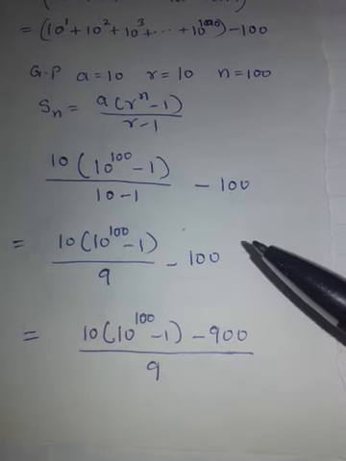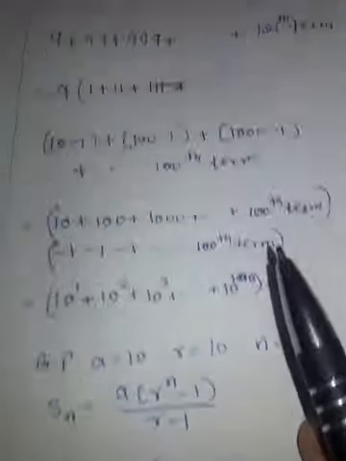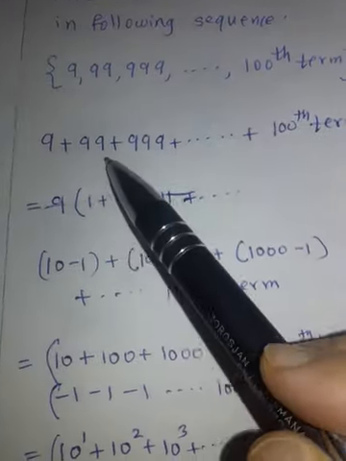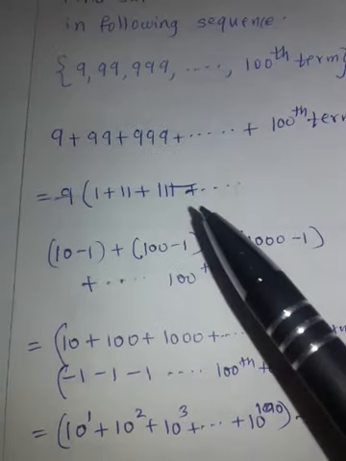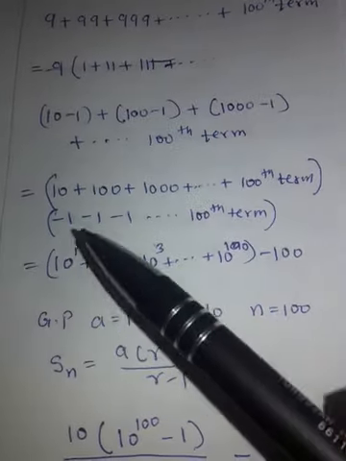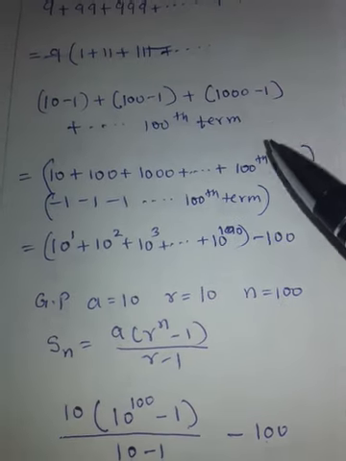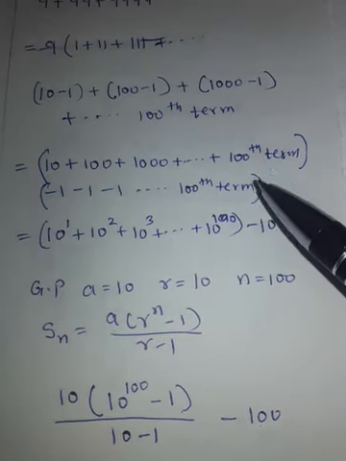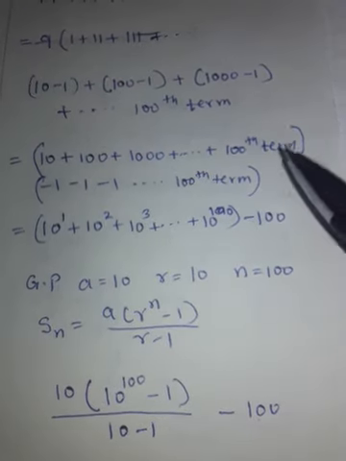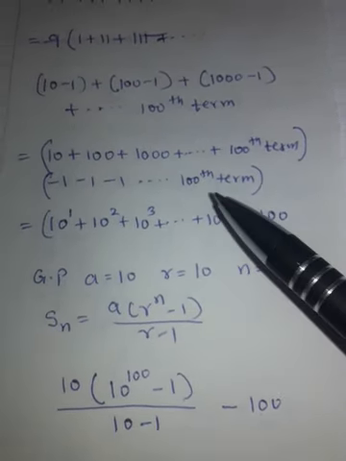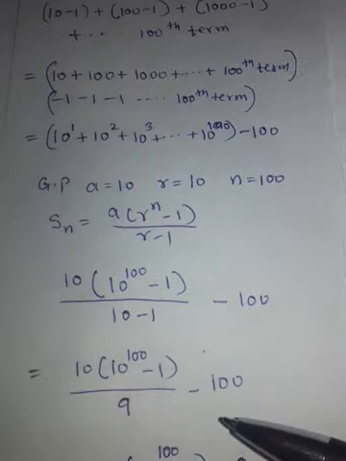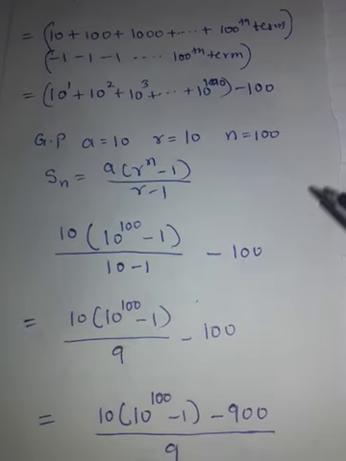Wasn't it very easy? So what we did? 9, 99, 999, everything we converted in this form, 10 minus 1, 100 minus 1. So it became one GP, and then this minus 1 separately, minus 100, and in GP we have the formula with us, so the answer came very easily.